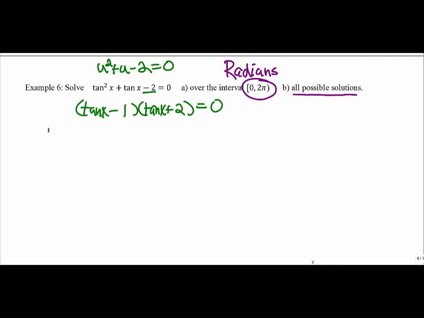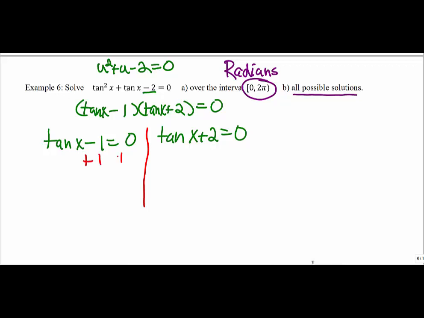So now that it's factored, we're going to set each of those factors equal to 0. And then solve the linear forms of each of these equations. So +1 +1, we get tangent x is equal to 1. -2 -2, we get tangent x is equal to -2.